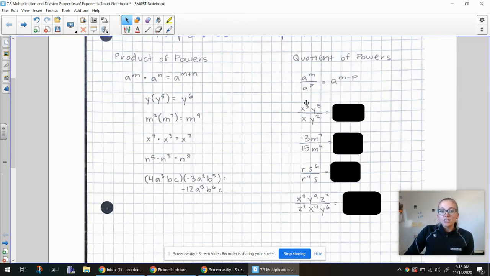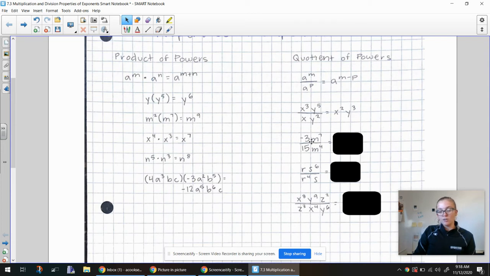So here, x to the 3rd over x to the 1, always remember that invisible 1. That's a really easy thing to forget. x to the 3rd over x to the 1 is x squared because 3 minus 1 is 2. y to the 5th over y squared, 5 minus 2 is 3.